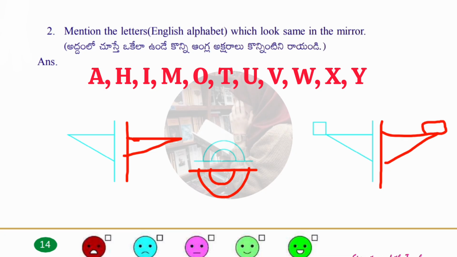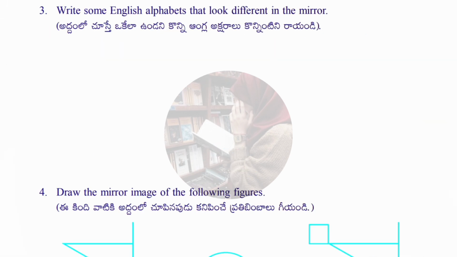Please draw it with the help of a scale. I have drawn this with a free hand. That's why it looked like this. Okay, guys, let's move on to the next question. That is question number 3. Here the question is, write some English alphabets that look different in the mirror.